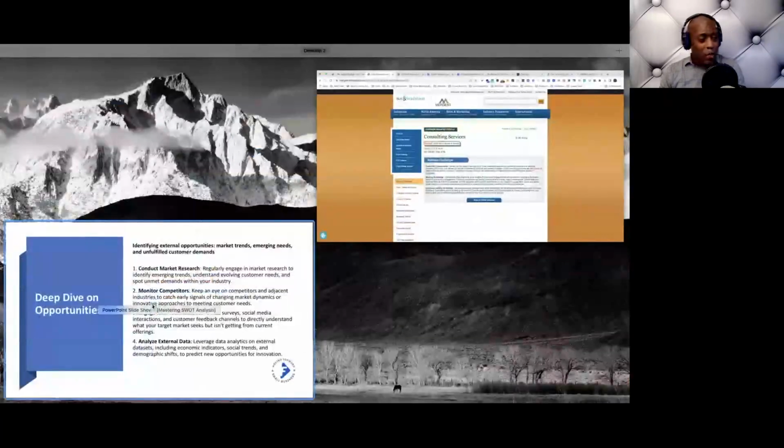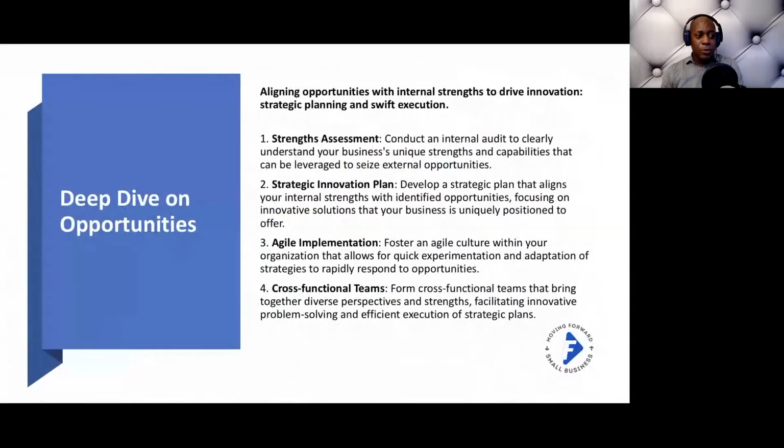Okay, so let's go back in here and let's keep going. So now let's talk about aligning opportunities with internal strengths to drive innovation. So strategic planning and swift execution. So you got to do a strengths assessment, conduct an internal audit to clearly understand your business's unique strengths and capabilities, so you can leverage the opportunity that you just discovered. Add it to your strategic innovation plan. Develop a strategic plan that aligns your strengths with that opportunity.